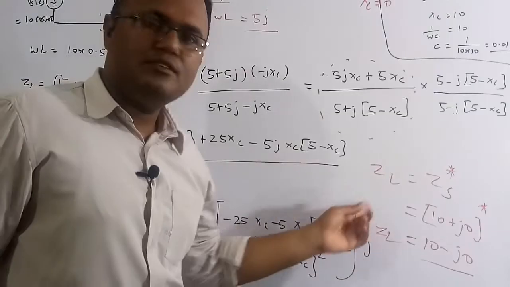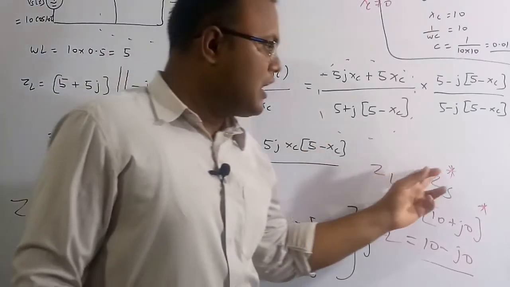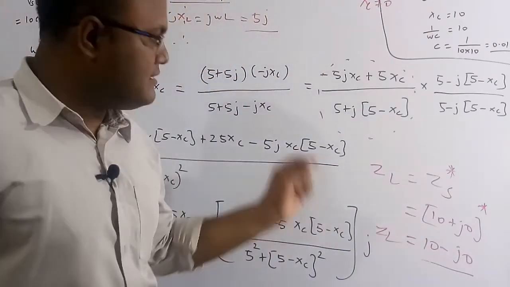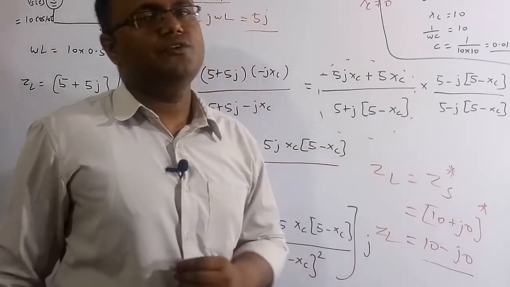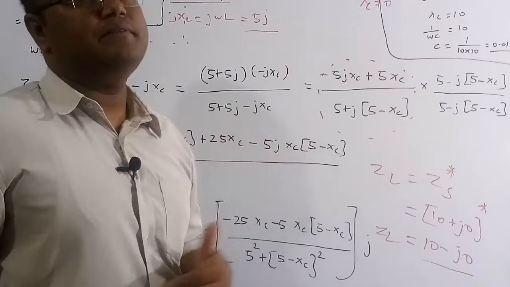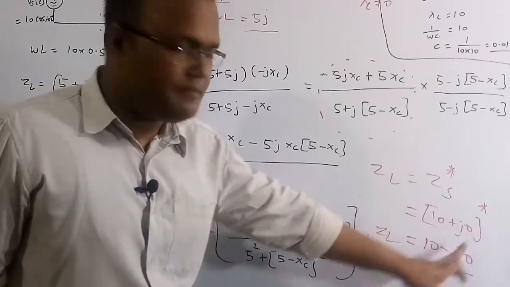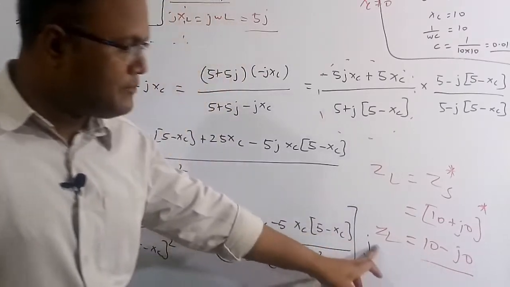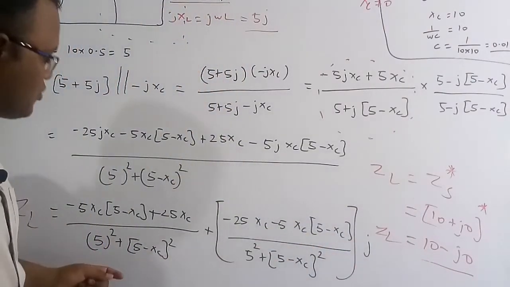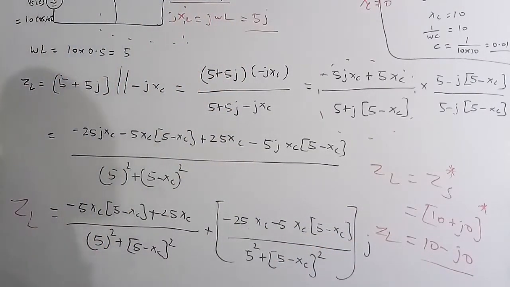So we have used this fundamental equation: ZL is equal to the complex conjugate of the source impedance. At this condition only, the maximum amount of power can be transferred from the source to the load. And 10 plus J0 whole conjugate means 10 minus J0. So the real part I can equate to 10, and in that manner also you can get the value of XC, but it is a very lengthy method.